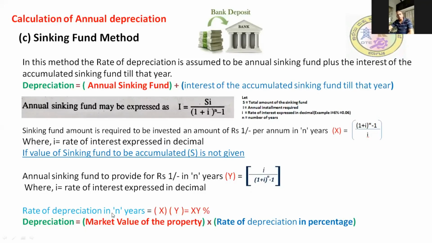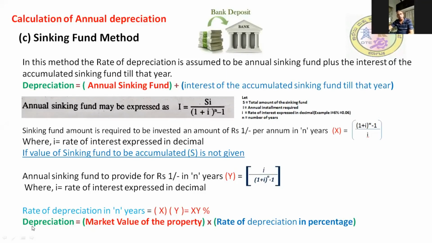So if the S value is not given, you consider it as 1, then you have to calculate the rate of depreciation in n years, that is X into Y in percentage. In this situation, the depreciation is calculated as the market value of the property into the rate of depreciation in percentage. That gives the depreciation. There are two ways. One, if the sinking fund is given, the depreciation is calculated as annual sinking fund plus interest accumulated on the sinking fund deposited.